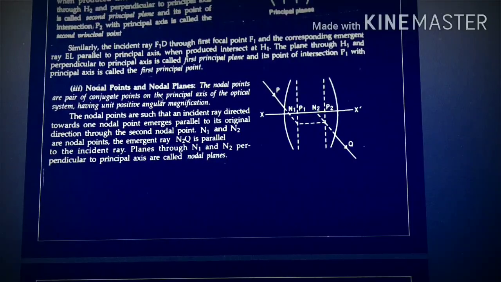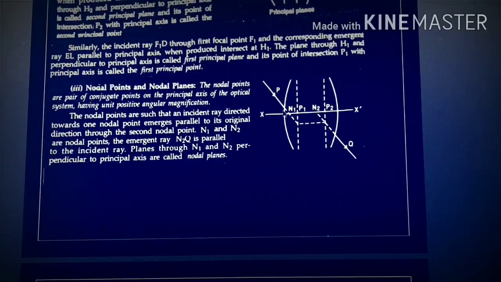Similar is the case of nodal points and nodal planes. The nodal points are also a pair of conjugate points. They also lie on the principal axis of the optical system. But in that case, the linear magnification is 1.